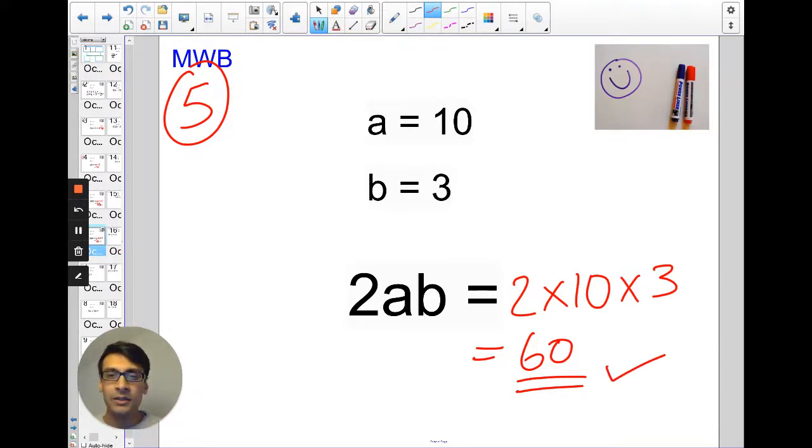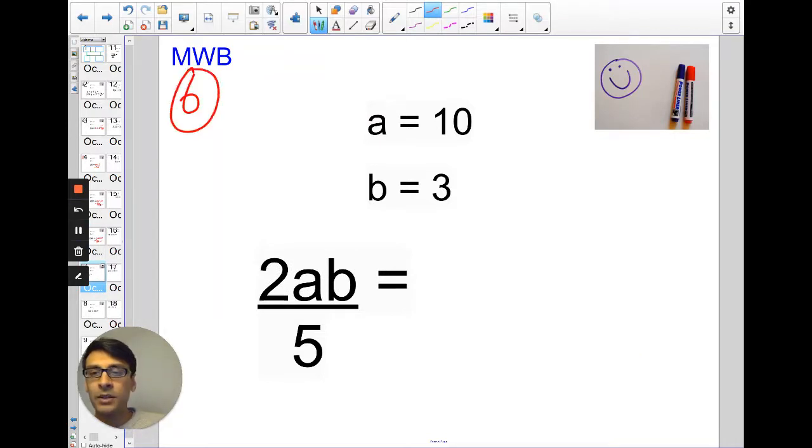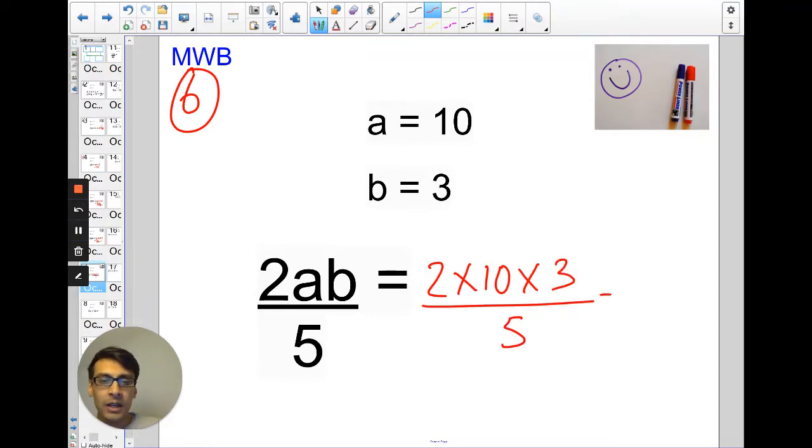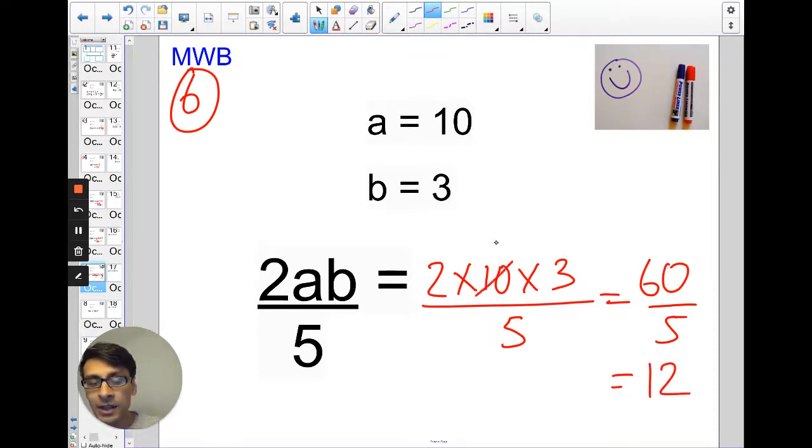Okay, question 6, pause the video. Okay, I'm going to go through the answer now. This is going to be 2 times 10 times 3 over 5. Now, 2 times 10 times 3 is going to be 60 over 5, which is 12. Another way some of you may have done it is you cancel the 10 to make 2, divide that by 5, and then the 5 becomes 1. Then you get 2 times 2 times 3, which is 12.